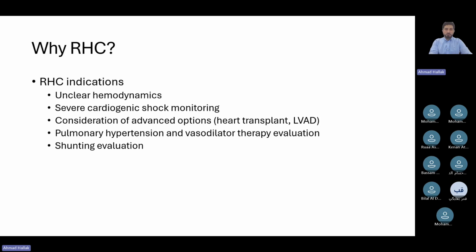And another indication is shunting evaluation. So if someone has an ASD with severe left to right shunting, you can evaluate the volume of shunting. You can also see if it is safe to close the ASD or PFO or even VSD.